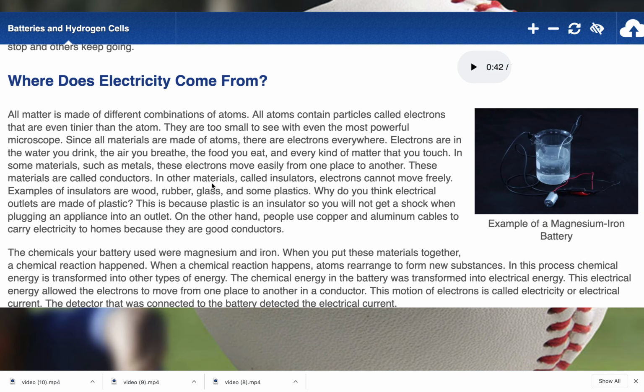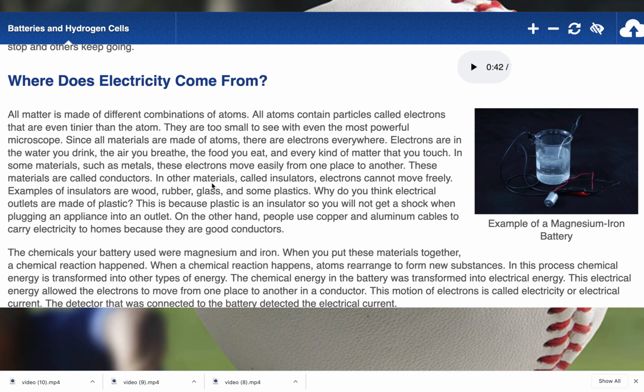Where does electricity come from? All matter is made of different combinations of atoms. All atoms contain particles called electrons that are even tinier than the atom. They are too small to see with even the most powerful microscope. Since all materials are made of atoms, there are electrons everywhere. Electrons are in the water you drink, the air you breathe, the food you eat, and every kind of matter that you touch. In some materials, such as metals, these electrons move easily from one place to another.